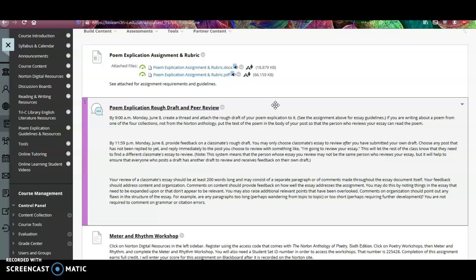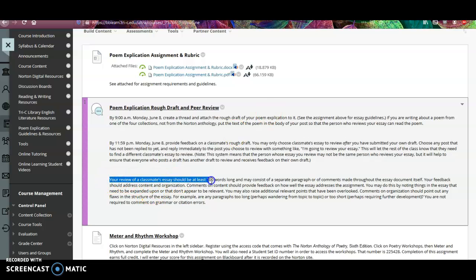And once you choose someone's draft that you want to review, just choose someone's post that doesn't have any replies to it yet. Reply right away, letting other students know that you want to review that person's draft, so that we don't have multiple people reviewing the same draft. And then you have until midnight to then reply to that classmate's draft with your feedback.